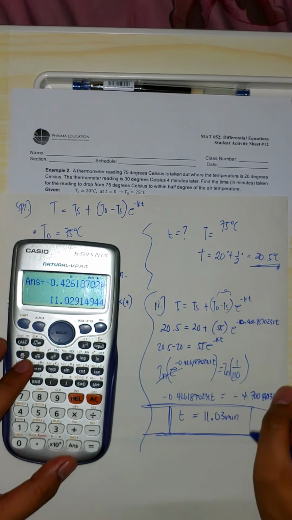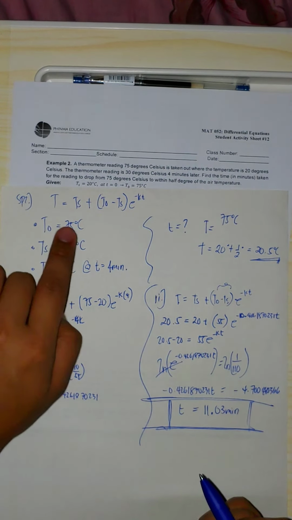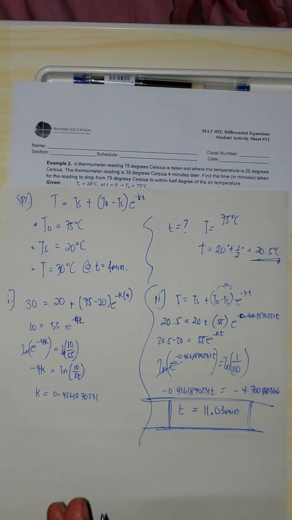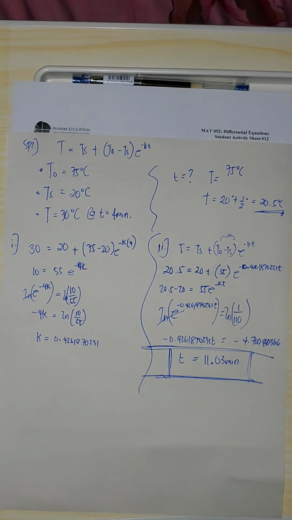So after 11.03 minutes, the temperature from 75 degrees Celsius reaches within half a degree of the air temperature. Okay, so that's all for the topics on the law of cooling.